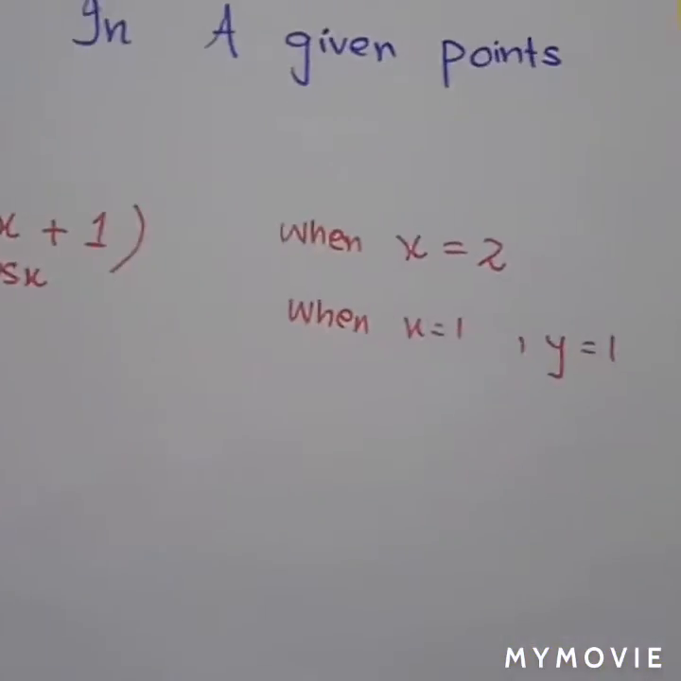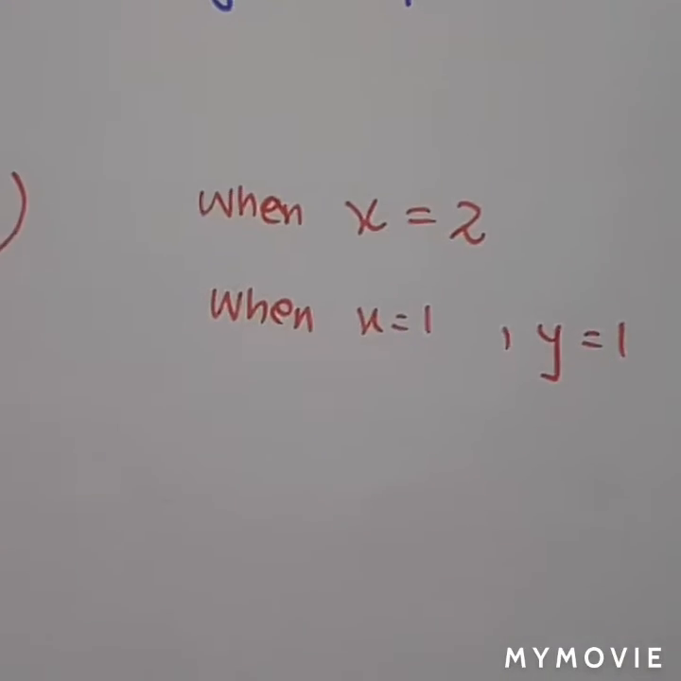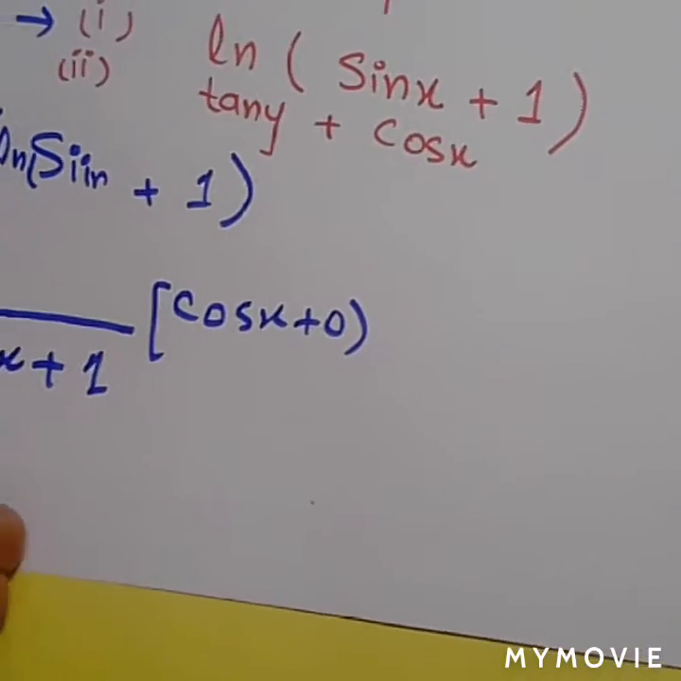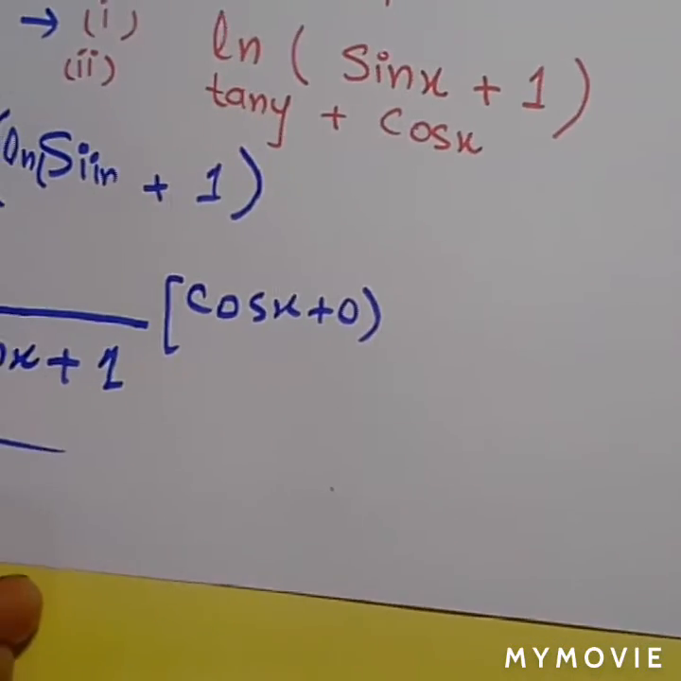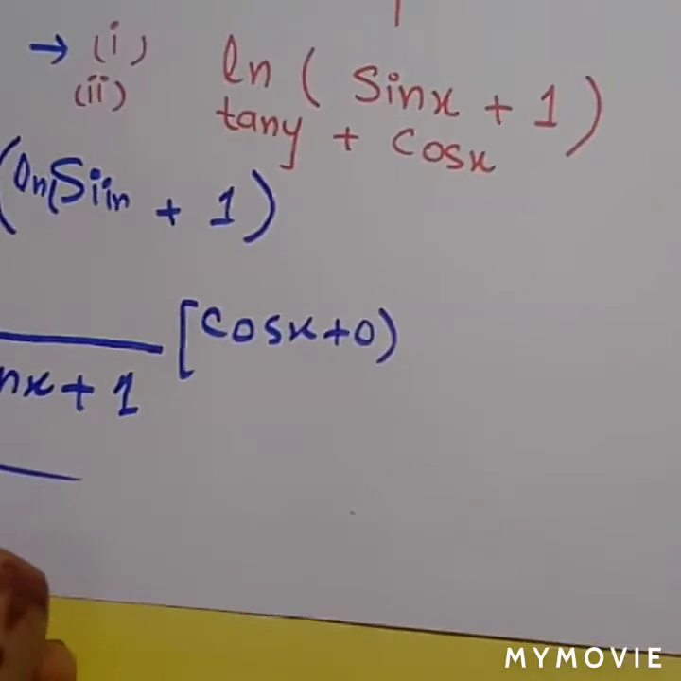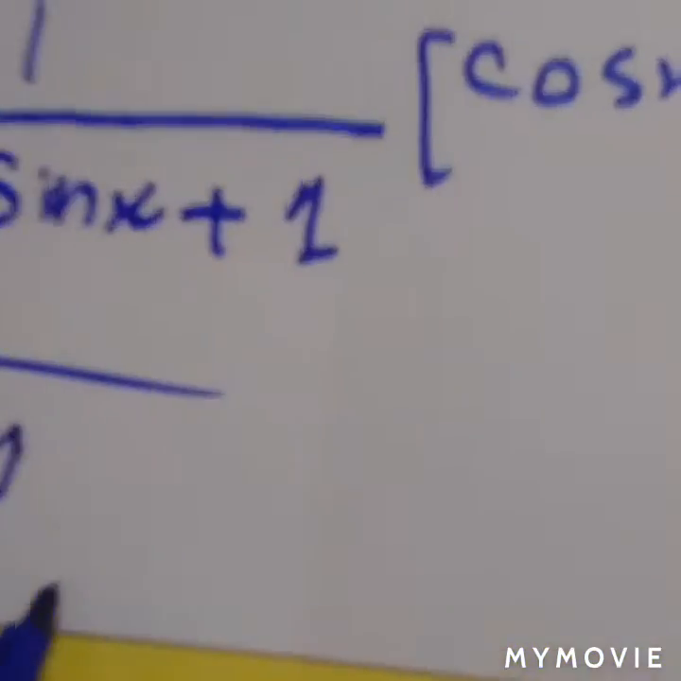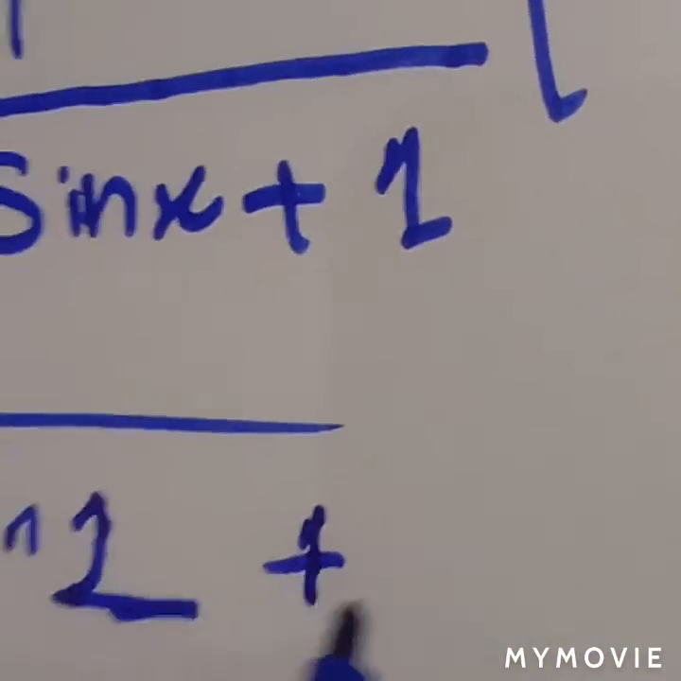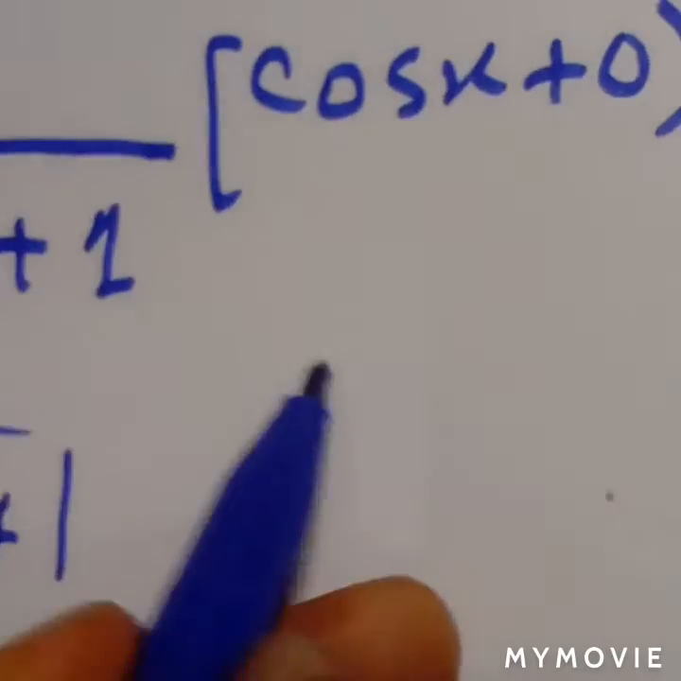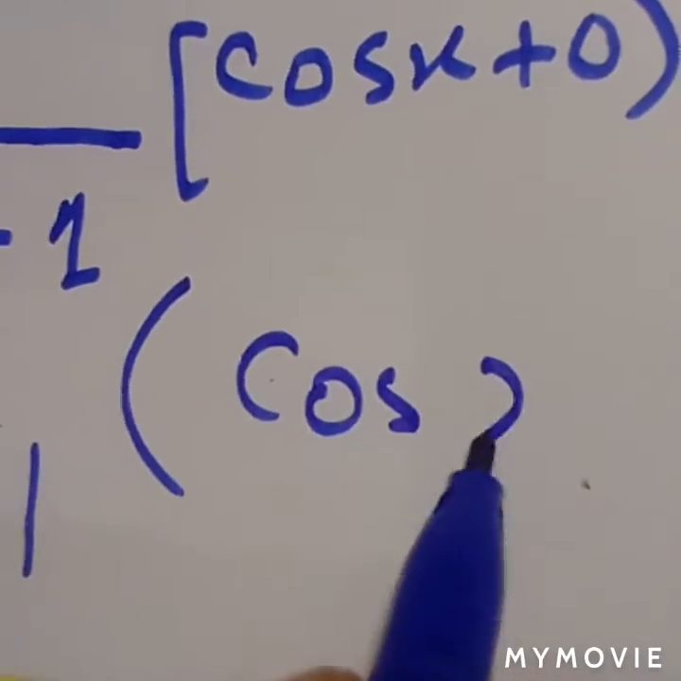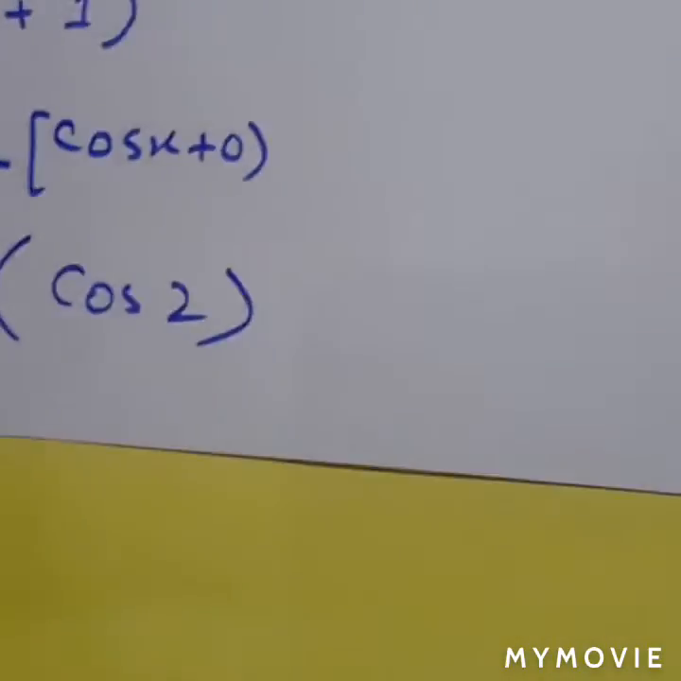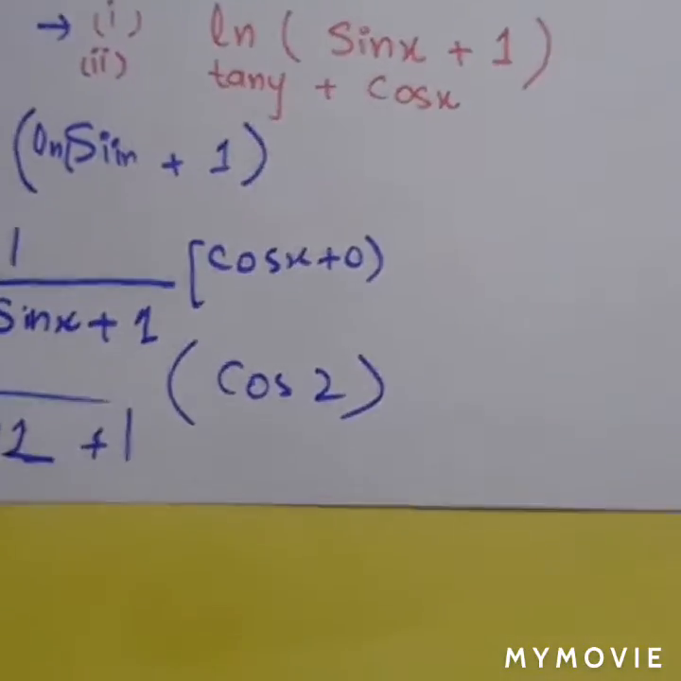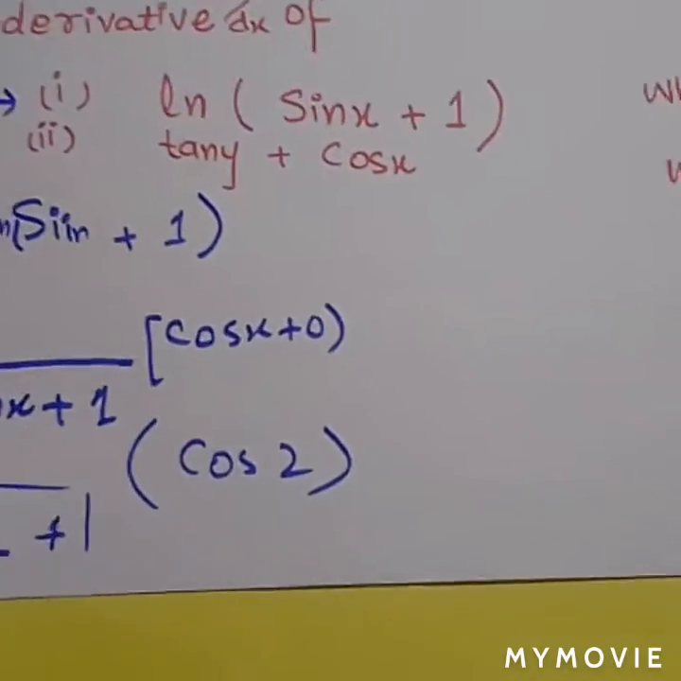Now put the value that is given. Given value is x equals 2. Then put 1 over sine of 2 plus 1, times cos of 2. If we write 0 or not, it's not considerable. Okay, you can find the angles from the calculator easily.